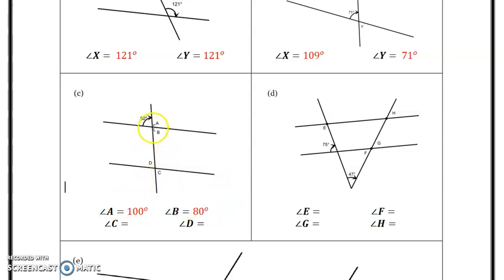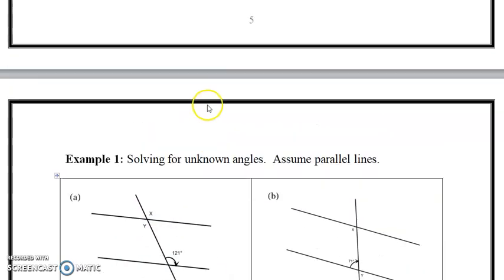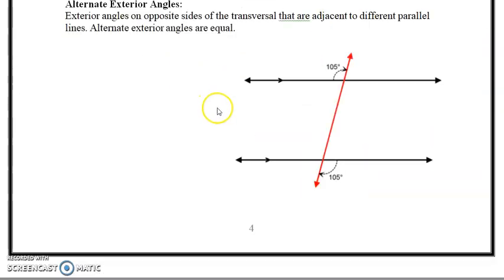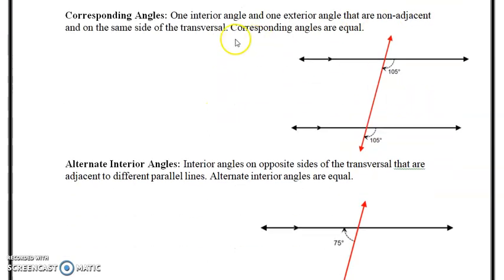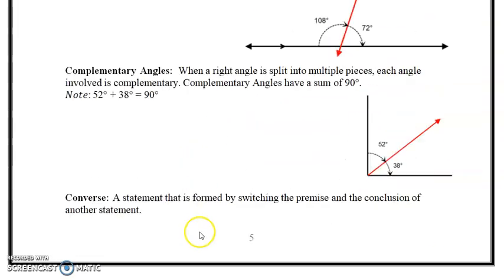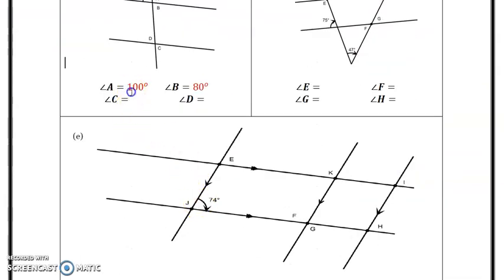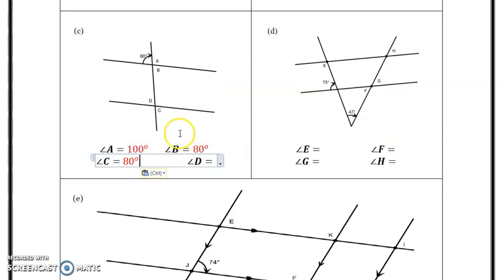C and B are equal, and C and B are called corresponding angles. If we look up one of the first ones we learned, corresponding angles, one interior and one exterior that are non-adjacent on the same side of the transversal, are corresponding angles. They're equal. So that's the property I used to determine that. So that would be 80 degrees.